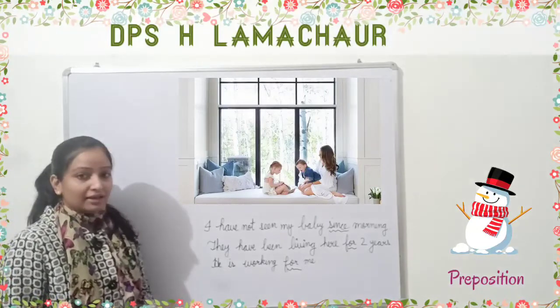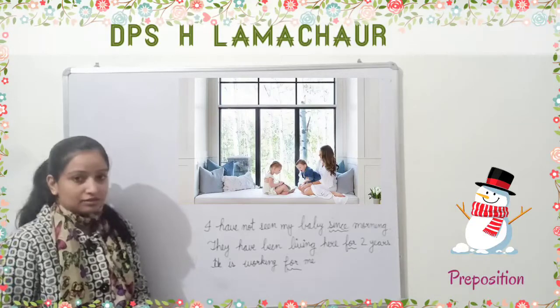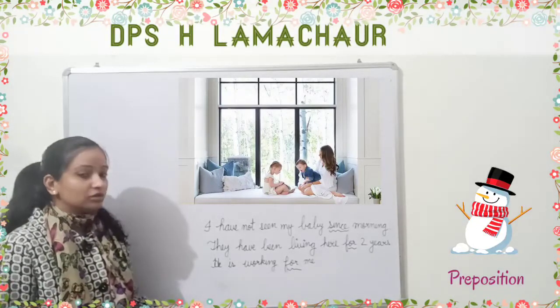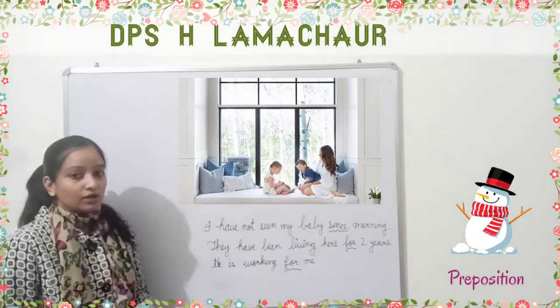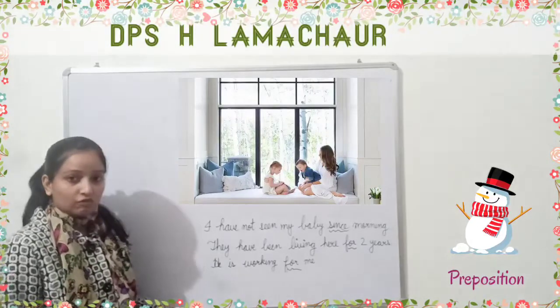So it can be any years, like they have been living here for 2 years. We don't know which 2 years. In such a case we use for. Whenever we talk about the duration, and we are not fixed about any date, then we use for.